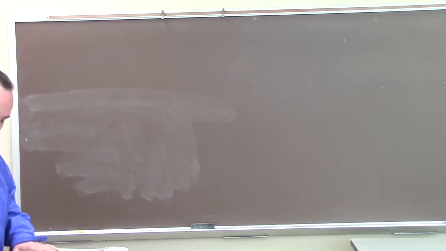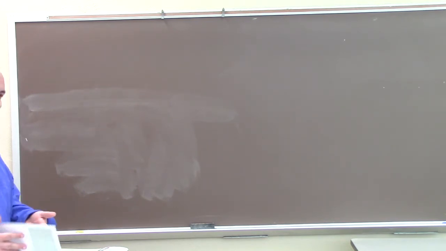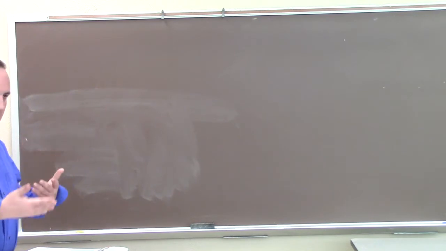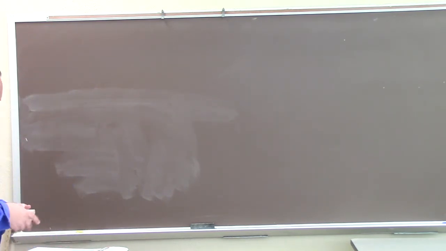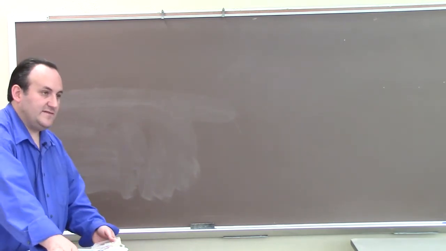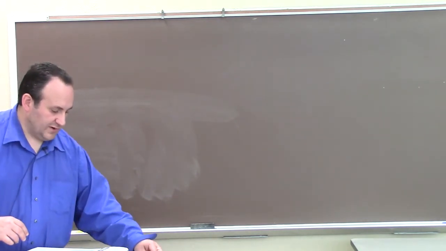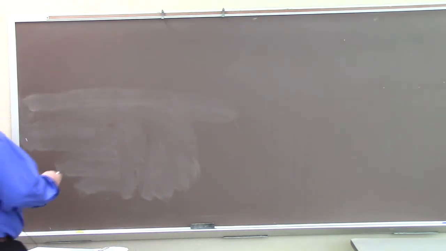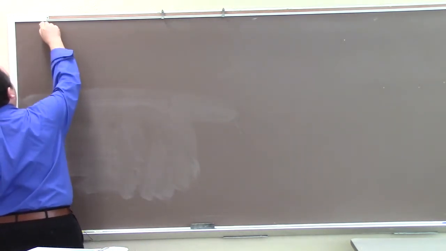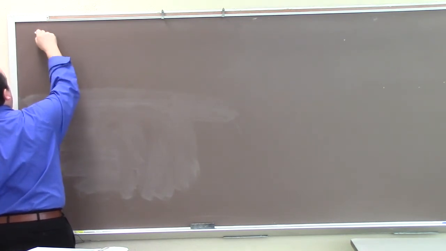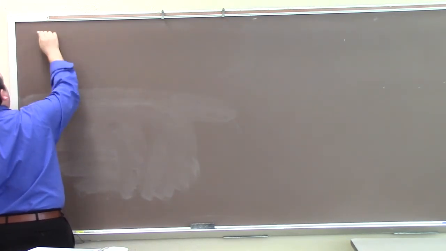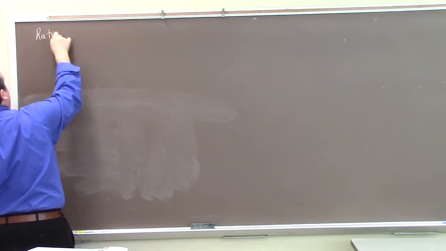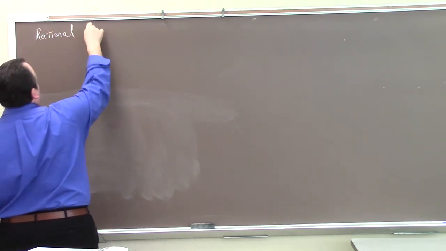So chapter 5 is about rational expressions. Instead of just looking at polynomials, now we're looking at ratios or fractions of polynomials, and we want to see what we can say about those. How do you solve equations involving them? What can you say about their domain? What was the domain? Do you remember? So first of all, just the definition. What's a rational function?